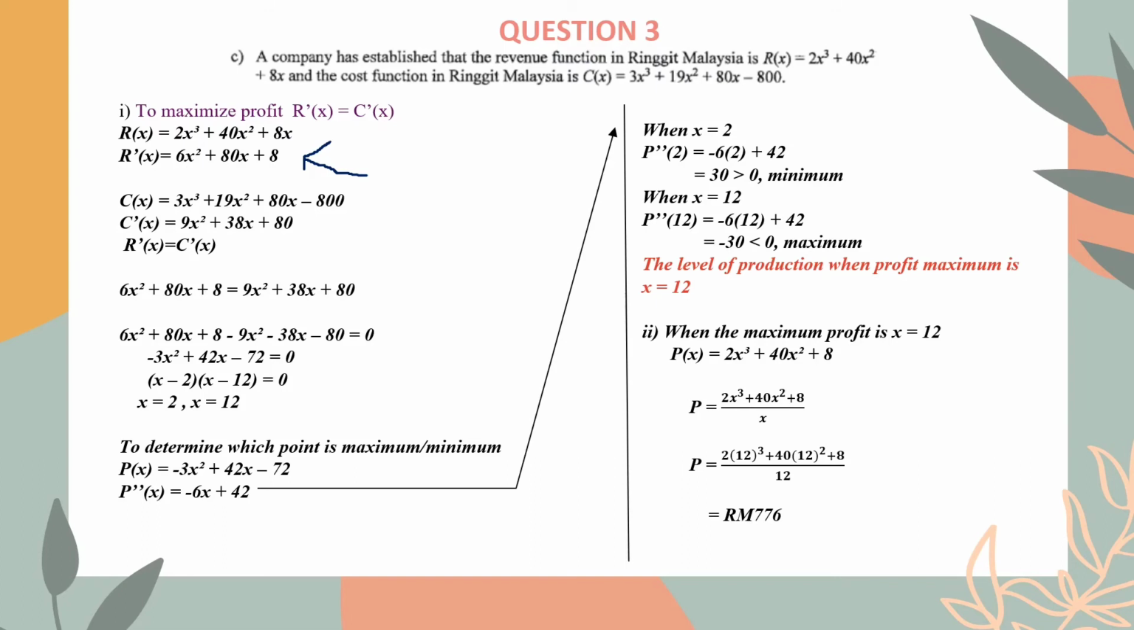After that, we must find the first derivative of the cost function using the same power rule. As a result, we will obtain C prime equals 9x² + 38x + 80. Using the formula as I mentioned before, we must equate the R prime function and the C prime function.